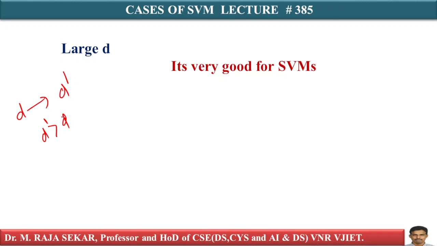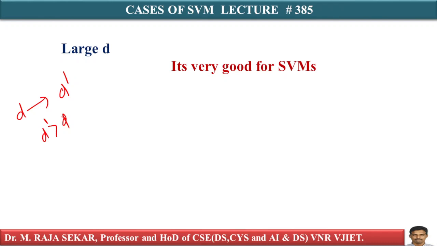The only thing is, if you don't have a good kernel, you can always use RBF, and it works like a charm. When the dimensionality is large for support vector machines, no problem, they work very well.